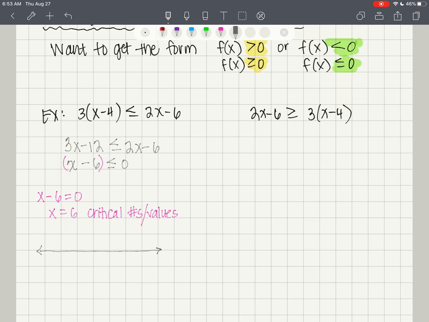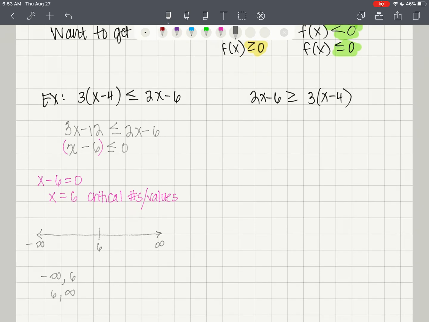So we create our number line where we have negative infinity on the left, positive infinity on the right, and somewhere in between we have our critical number 6. We have two intervals now. We have negative infinity to 6, and we have 6 to infinity. We want to test each interval to see if its truth value satisfies the inequality. If you pick a number between negative infinity and 6, let's say 0, I'm just going to plug it into the original because that's what I'm going to be doing later on.